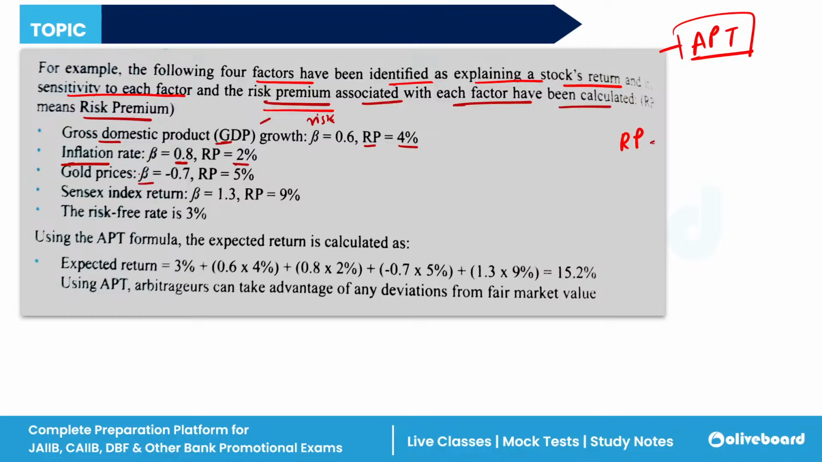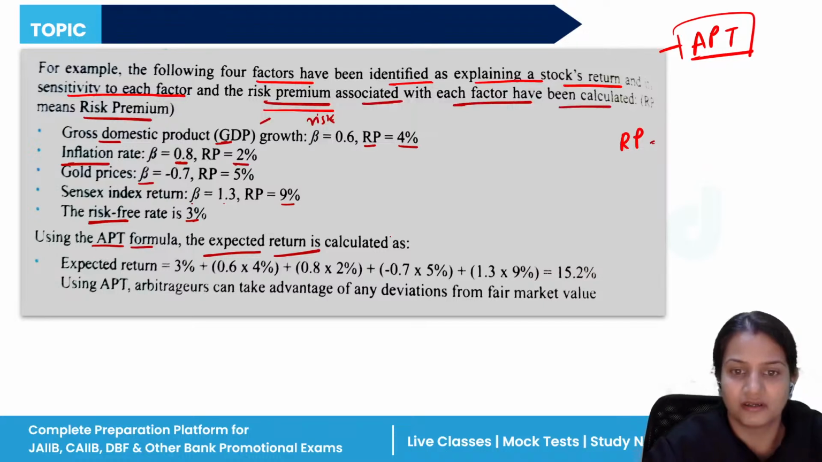Now gold prices. Again the beta, that is the risk in your country, is 0.7 and it is minus. If you see this, it is in minus. To cover this risk, because it is negative, 5% is given. Now the Sensex index, the beta is 1.3. It is very high. Risk is very high, 1.3. To cover this risk, 9% risk premium is given. Now the risk-free interest rate is given, that is how much I can earn from your country without facing any kind of risk, just 3%. So it is given. Now, using the APT formula, arbitrage pricing theory formula, what do we have to find?